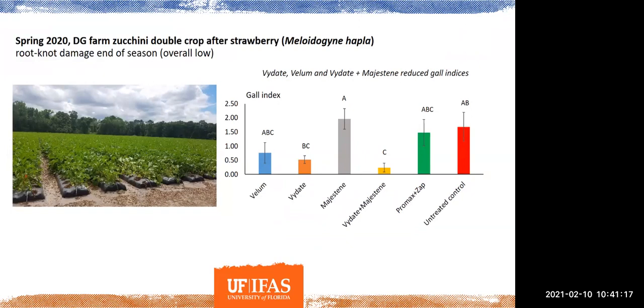So Hapla can cause a lot of damage to those double crops, but as soon as the soil warms up, the crop often recovers. So applying a nematicide as you plant is often enough to save your crop when you're dealing with this type of nematode.